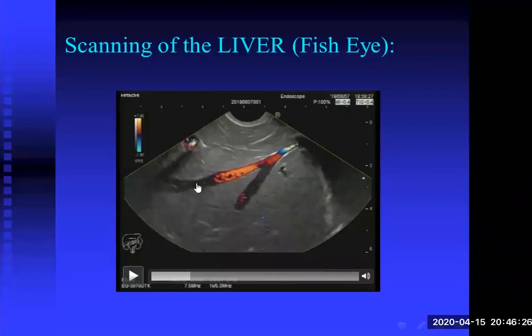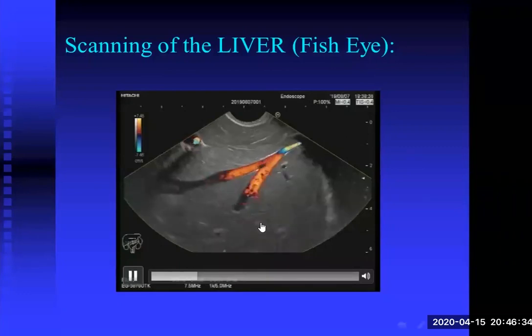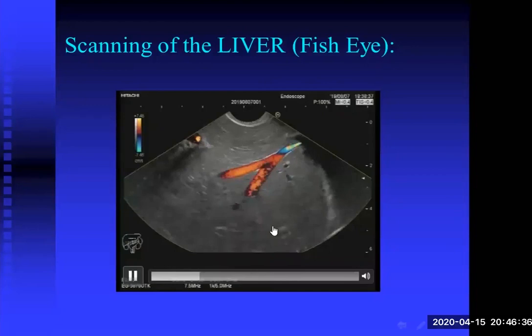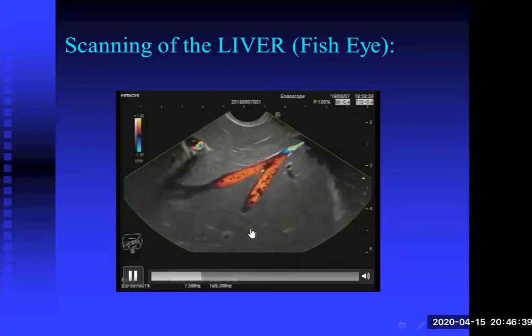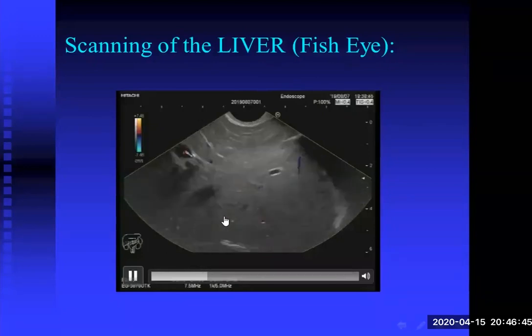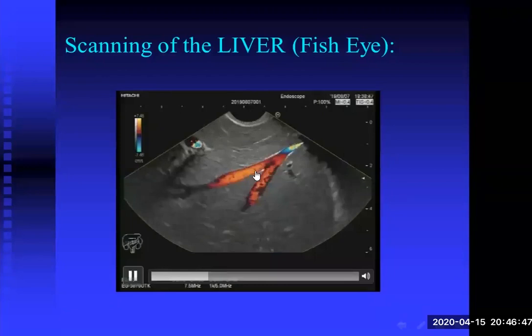Okay, let us continue. Here I will do more anti-clockwise rotation to see the left hepatic vein and segments 2 and 3. But here in this video I will do something more. I will push the echo endoscope forward. This is the middle hepatic vein still.